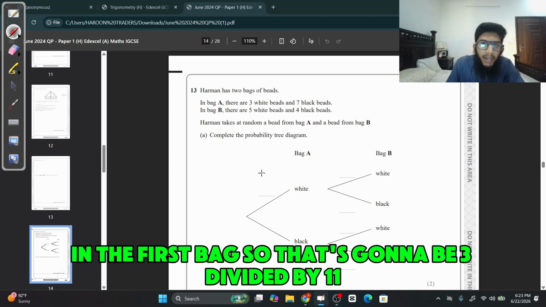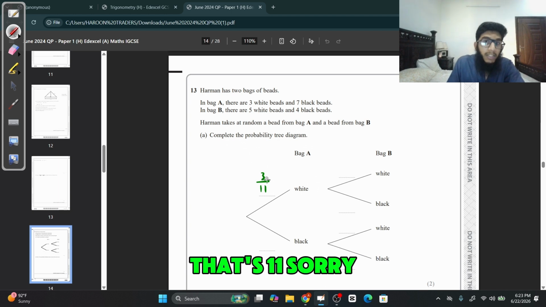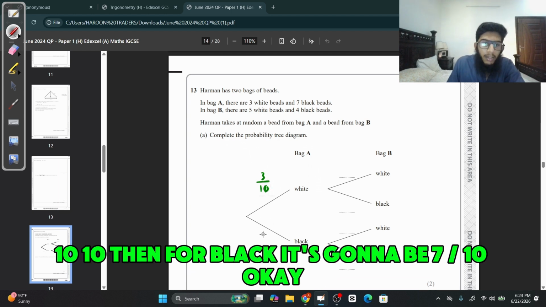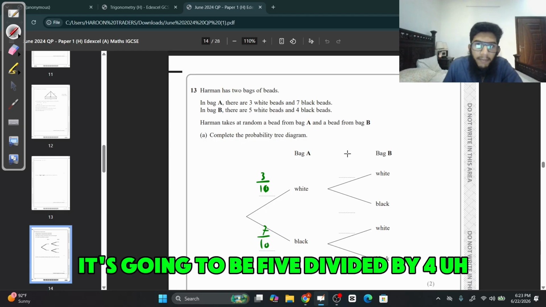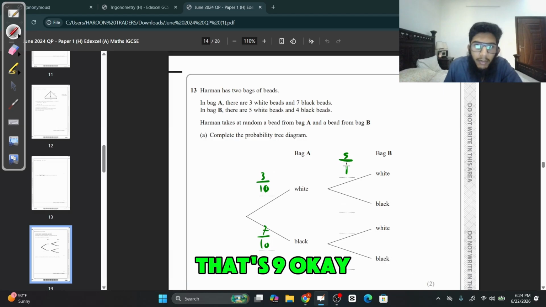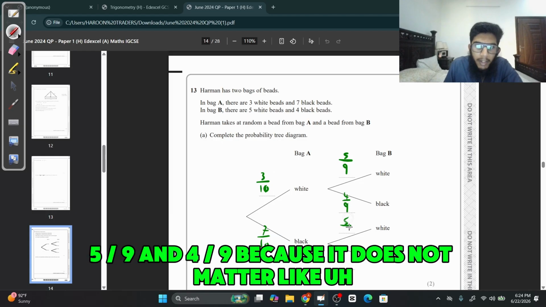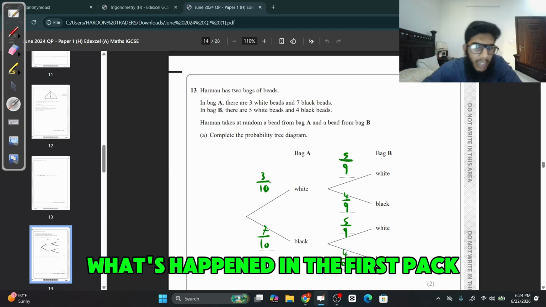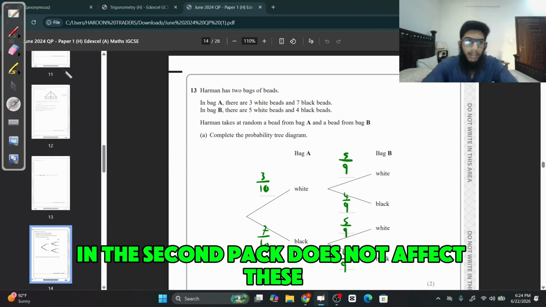So that's going to be 3 divided by 11. 3 divided by the total number of beads that there are, that's 11. Sorry, 10. Then for black, it's going to be 7 divided by 10. Okay. For the second bag, for white, it's going to be 5 divided by 9. Then for black, it's going to be 4 divided by 9. Same thing here, 5 divided by 9 and 4 divided by 9. Because it does not matter what's happened in the first bag, you're still going to have the same exact result in the second bag. It does not affect these. They do not affect each other.